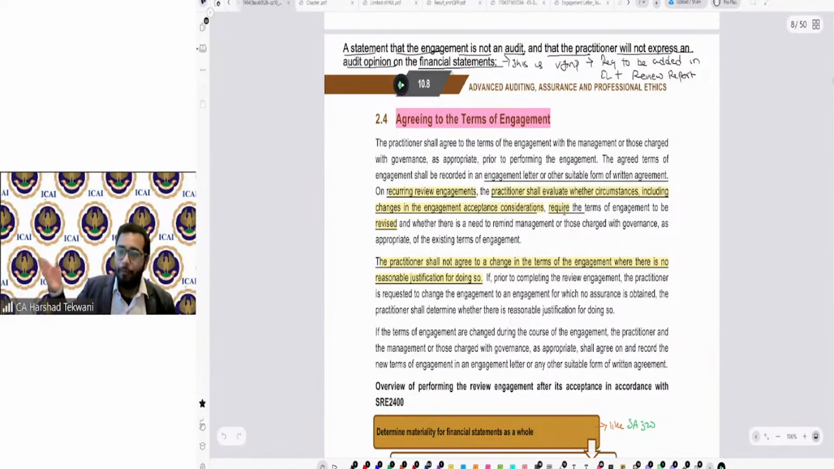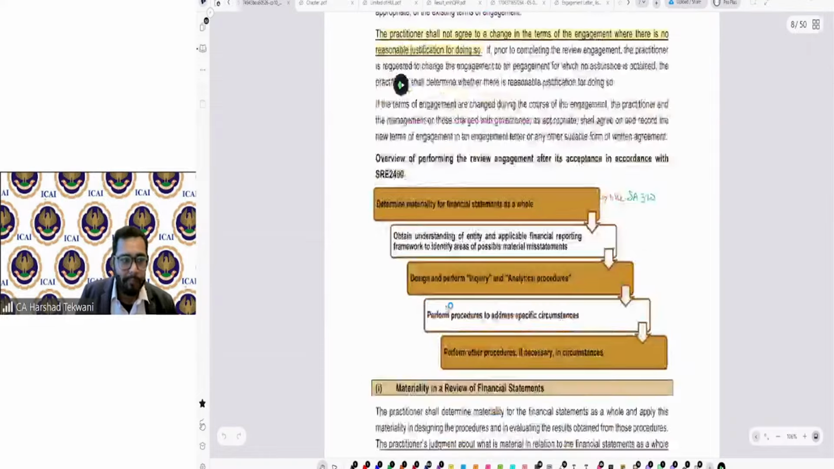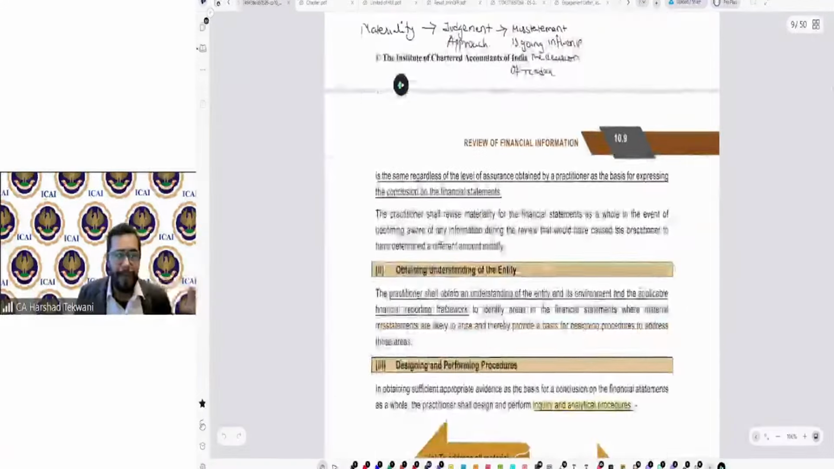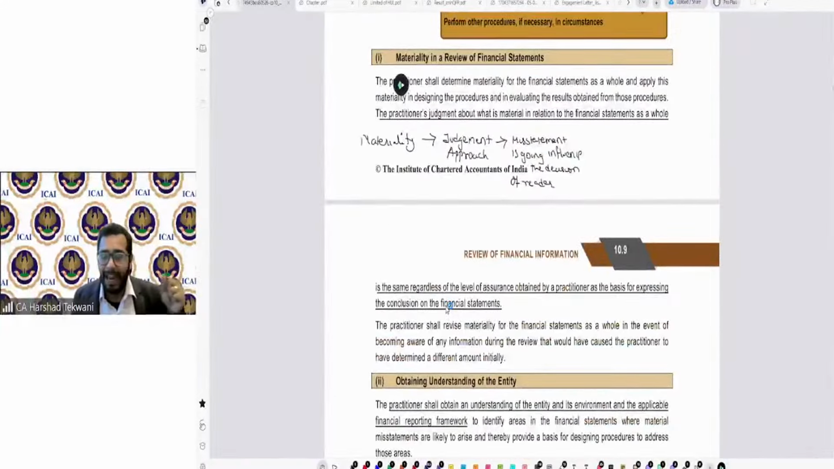Same way we have SA 210 for agreeing the terms. On similar lines, we have requirements in the SRE also for agreeing the terms. We have a requirement of materiality. Materiality is based on judgment, not on some benchmark or materiality level. So here the materiality will work in a different way. Remember, in the previous session we discussed in detail how judgmental materiality could be applied.